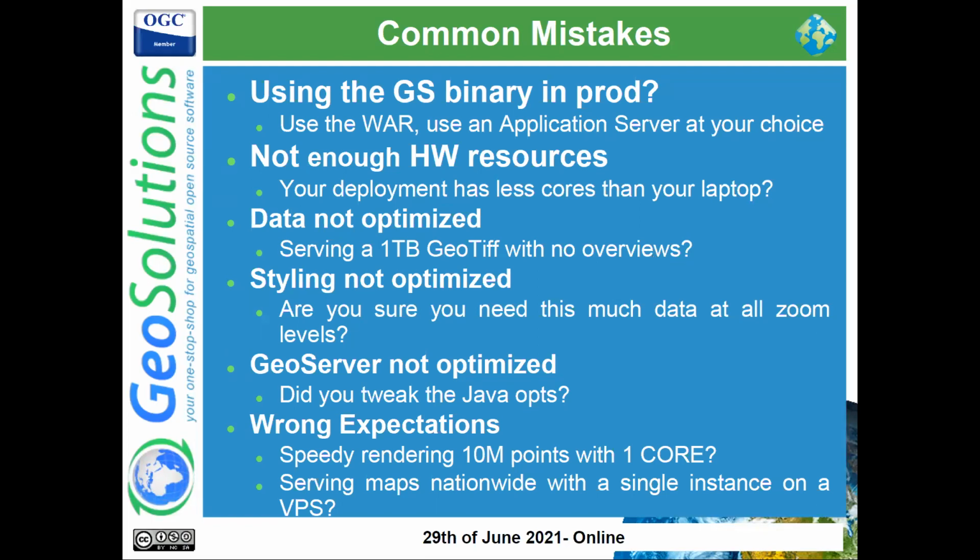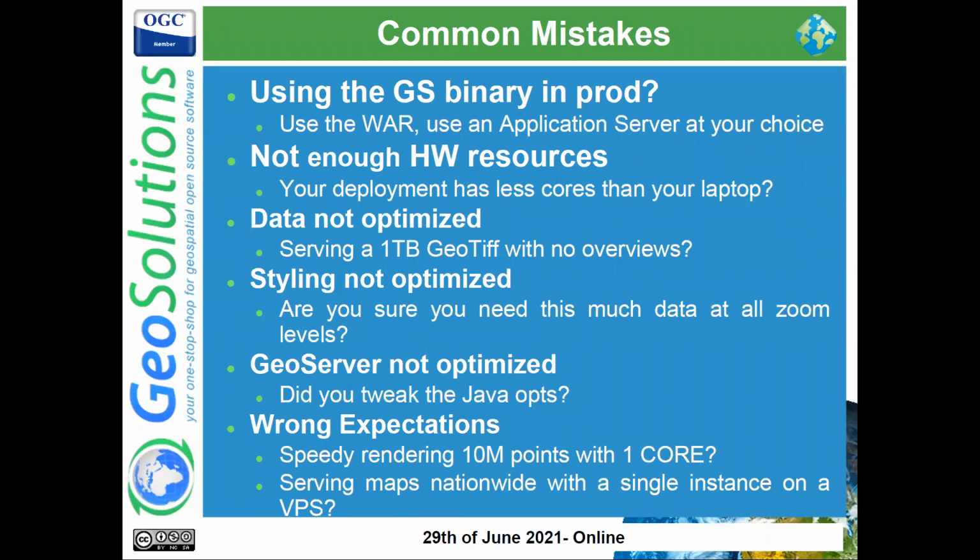Common mistakes. Again, we briefly mentioned it at the beginning of the webinar. Maybe you're using the platform independent binary in production. That's not recommended. You should use the GeoServer war file deployed in an application server like Apache Tomcat. Not enough hardware resources. If your GeoServer is slow and you're running it on a single core or 2-core machine, that's of course not enough. These days it shouldn't be a problem to allocate more resources to your instances.